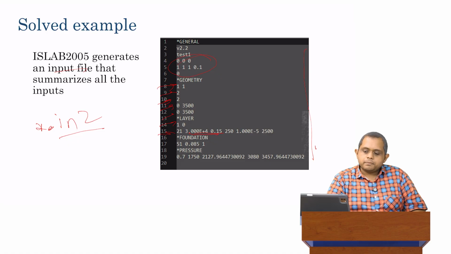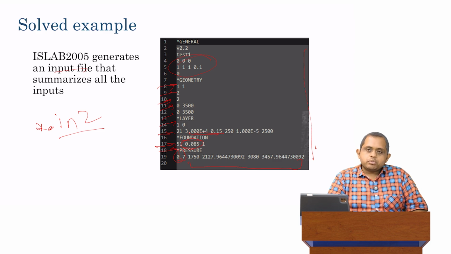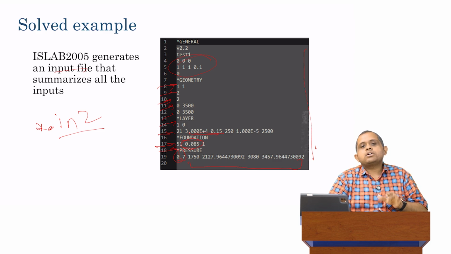These numbers should seem familiar. Then information about the foundation, which is the subgrade. Here again, this number should be familiar. And then pressure, which is basically the loads. What you're specifying is the pressure, which is 0.7 megapascal, and the coordinates of the rectangular or square load. So this input file is generated, and technically you can modify it.